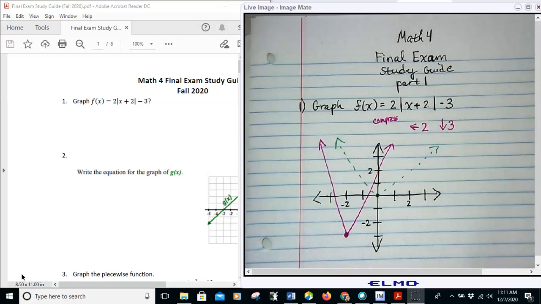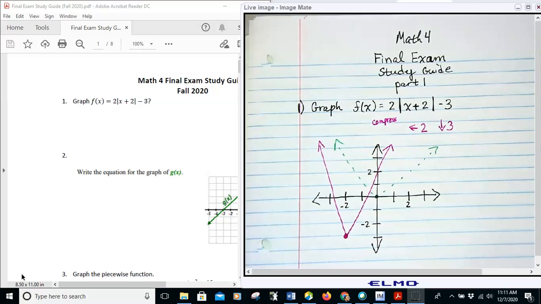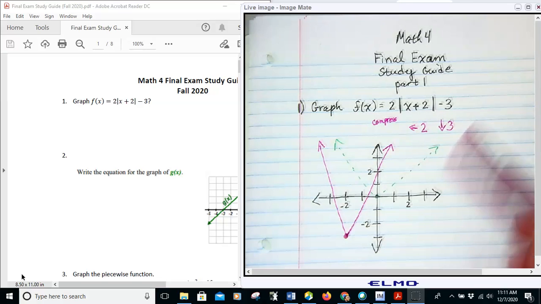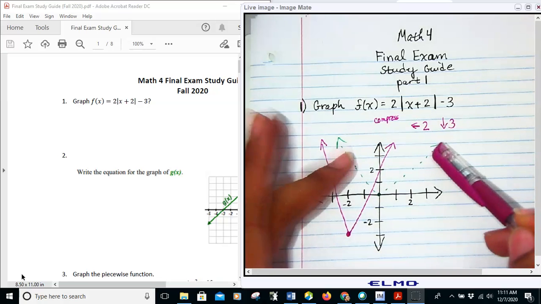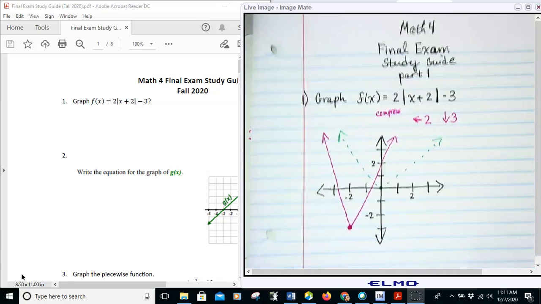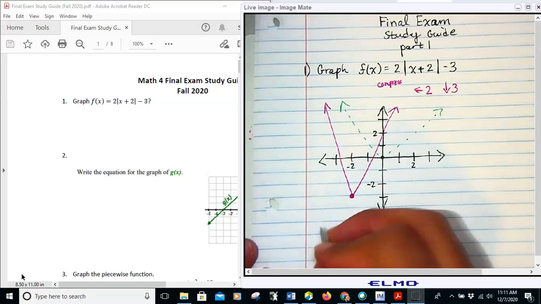All right, and that's it, guys. That's all we have to do for number 1. So we moved it down 3 to the left 2, and then we compressed it, made it less wide than this one. All right, so not bad. We got that. All right, number 2.